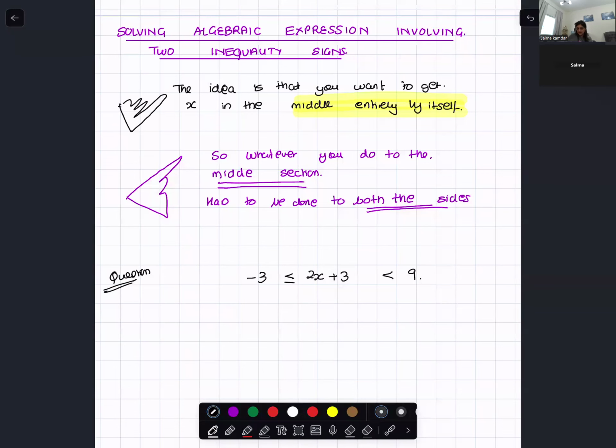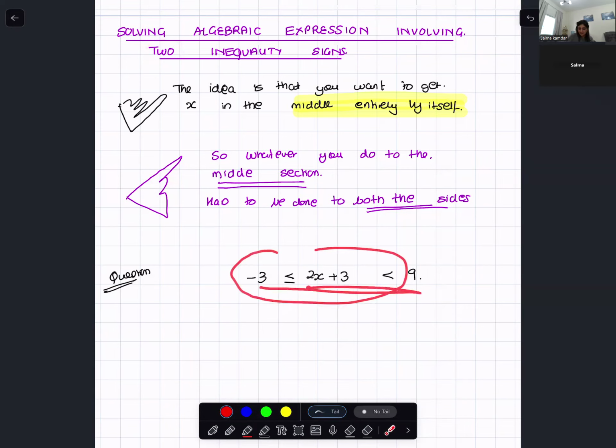Now we are going to look at solving algebraic expressions involving two inequality signs. If you look at this equation very clearly, this is your algebraic expression that has two inequality signs, one at the left and one at the right. The idea is that you want to get x in the middle. X should be in the middle, that is, x is between two values.